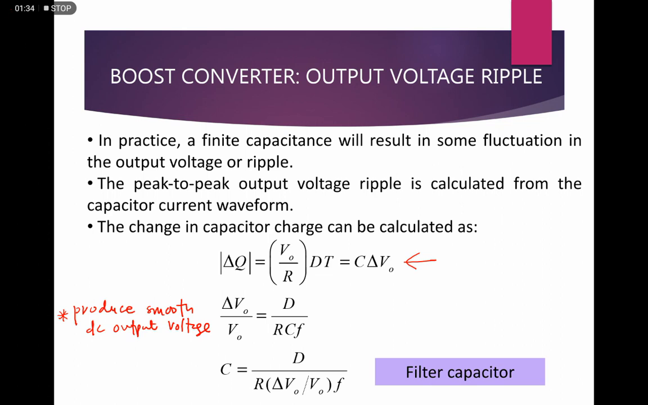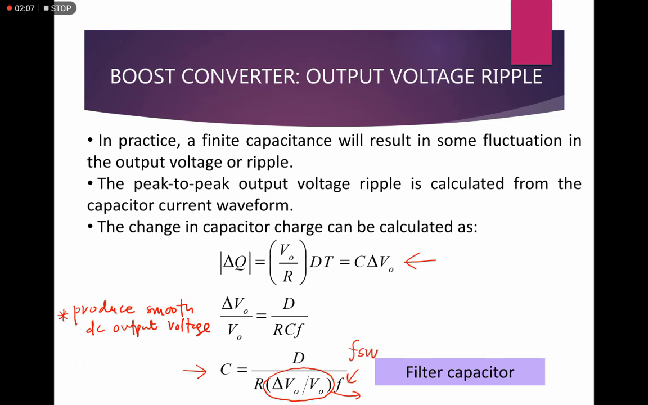Still we are using the charge equation. From this charge equation, we get the equation for the capacitor, which is capacitor C equals D over R multiplied by the percentage of your output voltage ripple. But remember, once you substitute into this equation to find the value of your capacitor, you need to change from percentage to a numerical number. And this f here is your switching frequency.